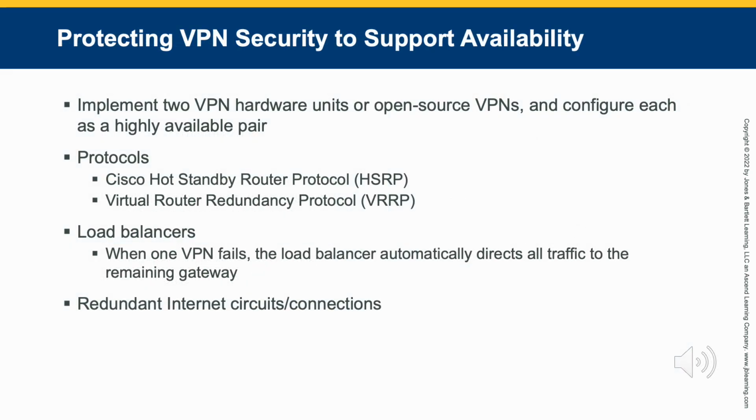Protecting VPN security and support availability. Implement two VPN hardware units or open source VPNs and configure each as a high availability pair. Protocols: Cisco Hot Standby Router Protocol, or HSRP, or Virtual Router Redundancy Protocol, or VRRP. Load balancers: when one VPN fails, the load balancer automatically directs all traffic to the remaining gateway. Redundant internet circuits and connections.